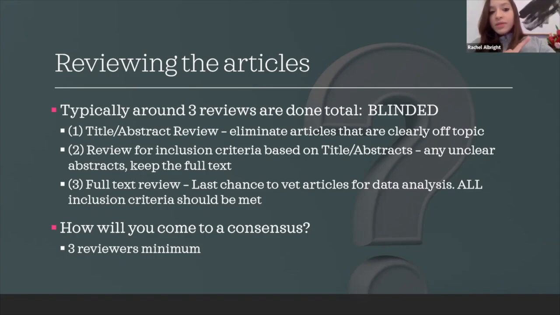The second review is a closer look at the abstract. That's when you're going to start to read the abstract a little bit closer, and you're looking for some inclusion criteria.